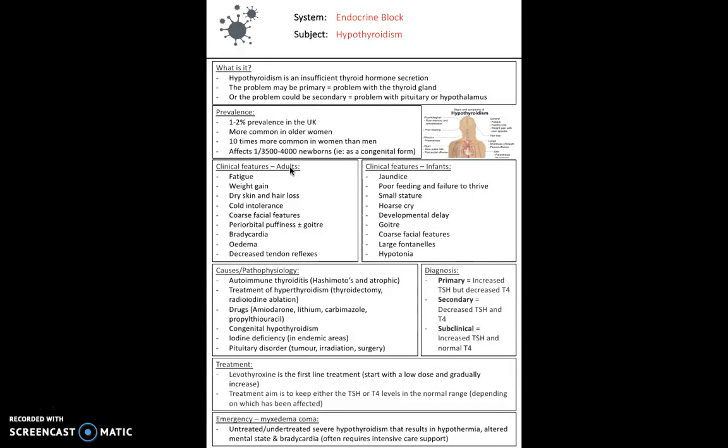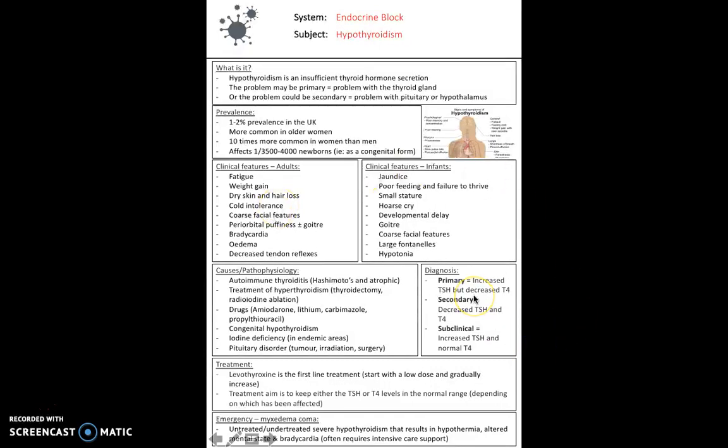So the classic features of hypothyroidism are fatigue, weight gain, dry skin and hair loss, an intolerance to the cold, coarse facial features. There may be a goiter as well, bradycardia and edema, and we'll have decreased reflexes, so hyporeflexia, alongside hypothyroidism. So that kind of makes sense if you think about it.